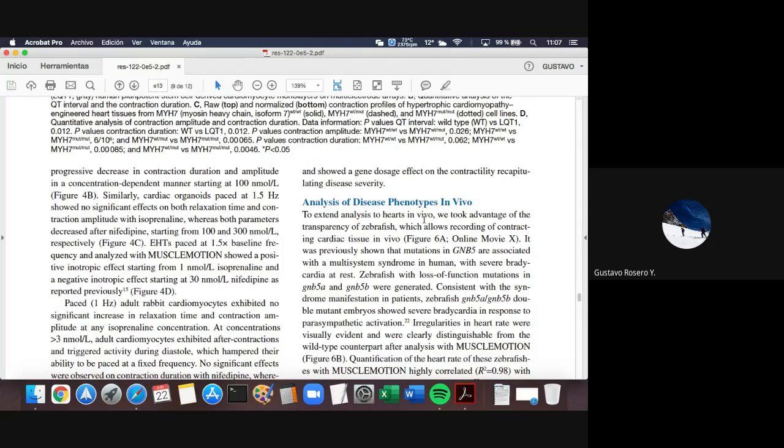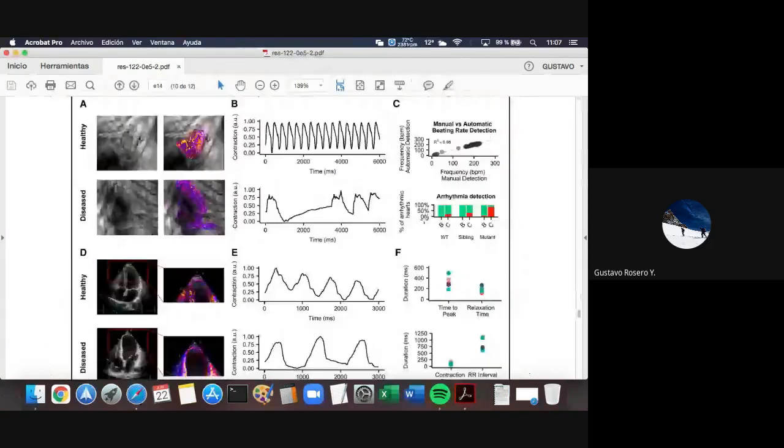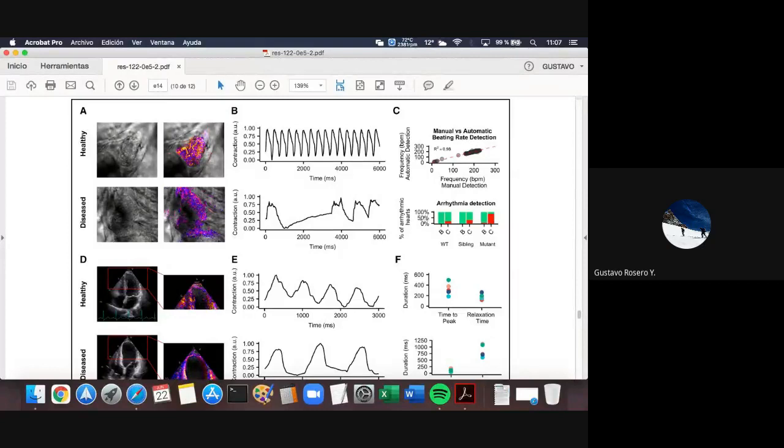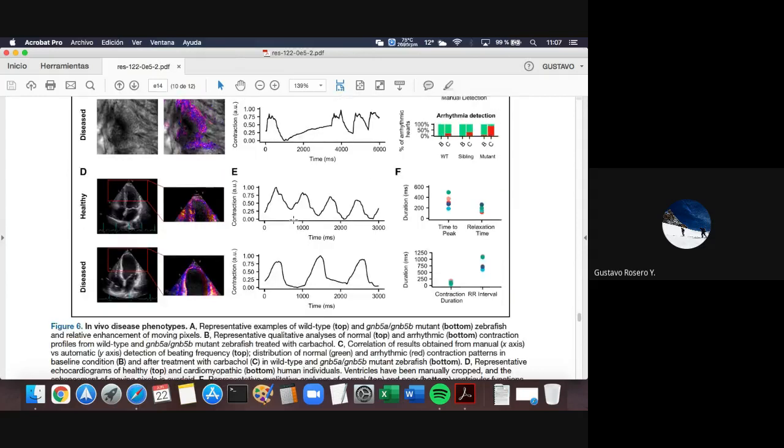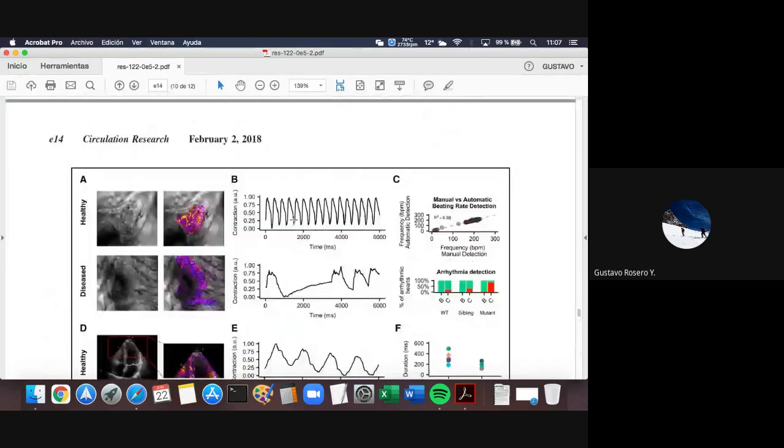And the final experiment, they use also two different zebrafish. They use this contraction. This is the healthy, and this is the mutation that you see how they change the behavior of the cardiomyocytes. It means that this cardiomyocyte is diseased, and it's the way that they use to standardize this procedure. Thank you. That is all.